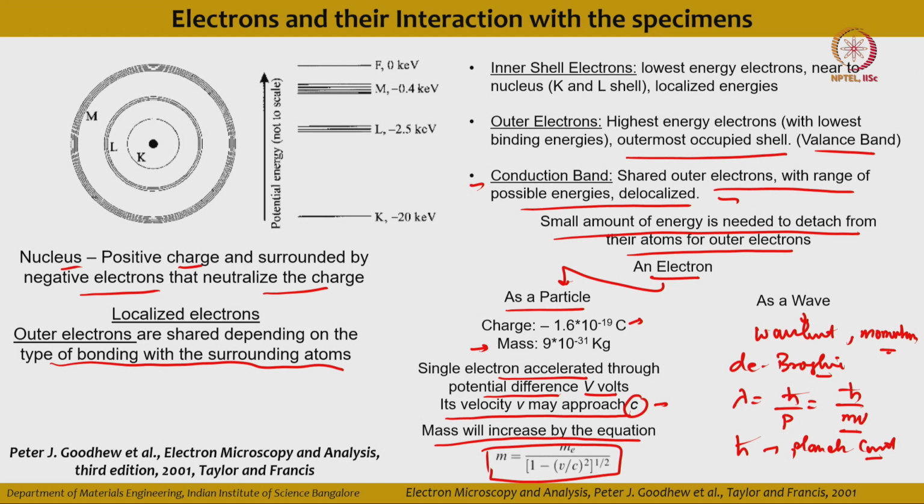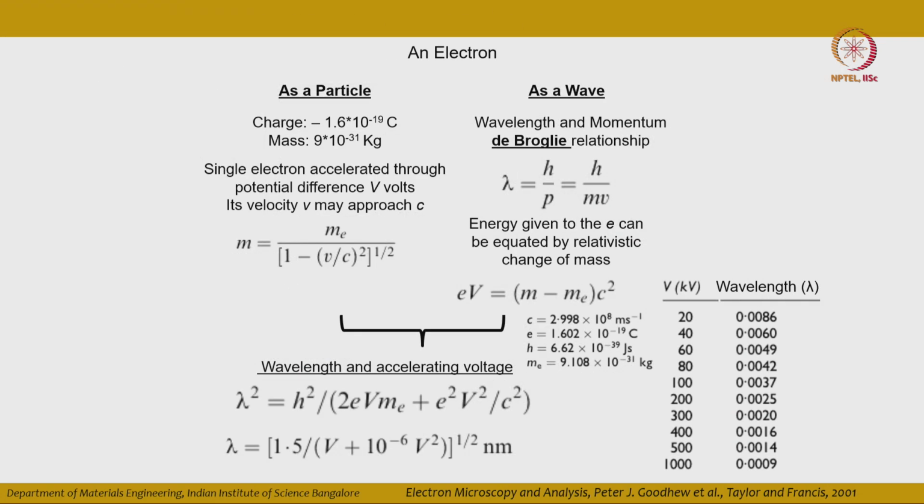Okay. So the energy given to the electron can be equated to the energy represented by the change in mass between these two equations. As I told you, as a wave, this is a particular equation. So the energy given to the electron can be equated to the relativistic change of the mass, and by equating these two equations you will get eV equal to (m minus m0)c². Here c is the speed of light, e is the charge, h is Planck's constant, and m is the mass of the electron when it approaches the speed of light, correct.